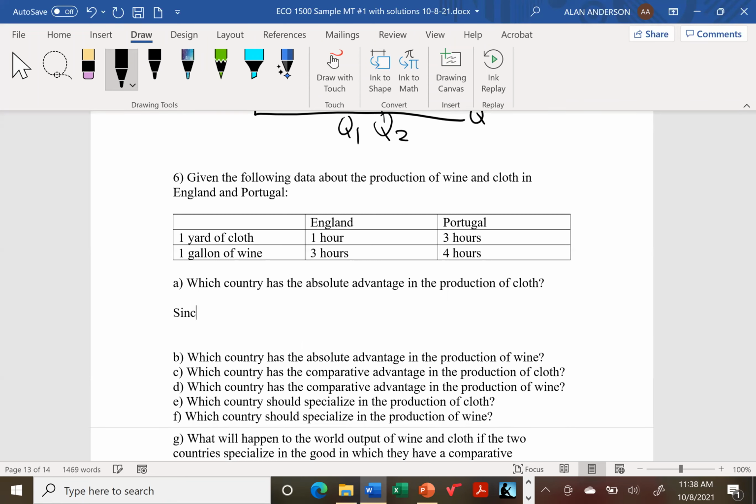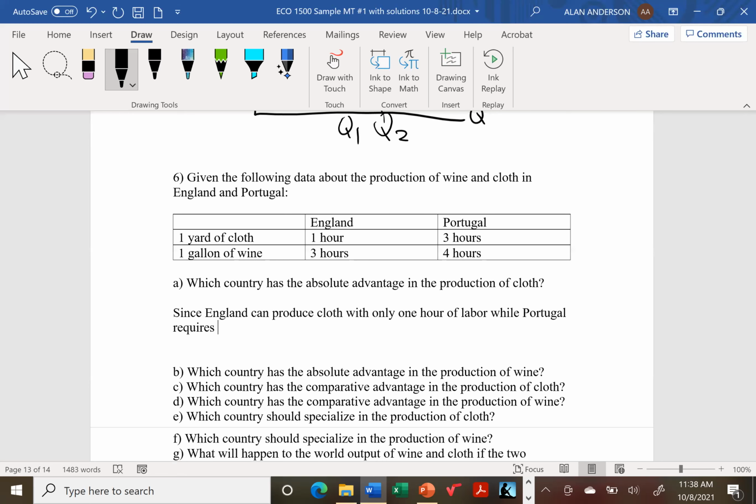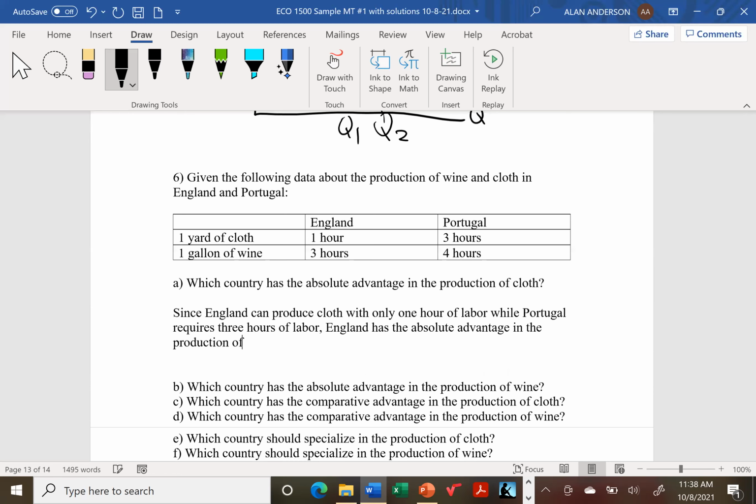So since England can produce cloth with only 1 hour of labor, while Portugal requires 3 hours of labor, England has the absolute advantage in the production of cloth. Okay, it's just simple. Who can make it with the fewest hours of labor?